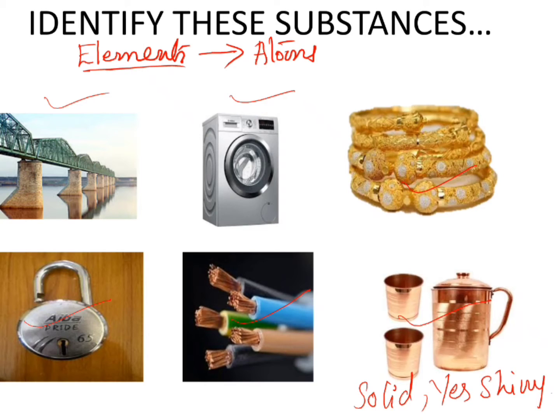Now where do you come across elements? These are found on the periodic table. And how are they classified? These elements are classified into two types, metals and non-metals.